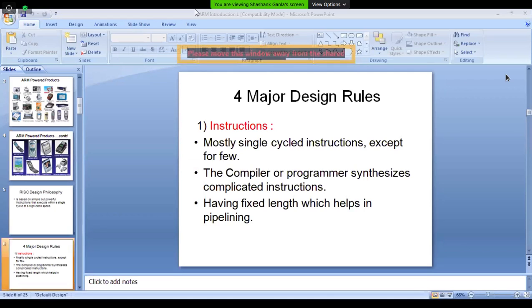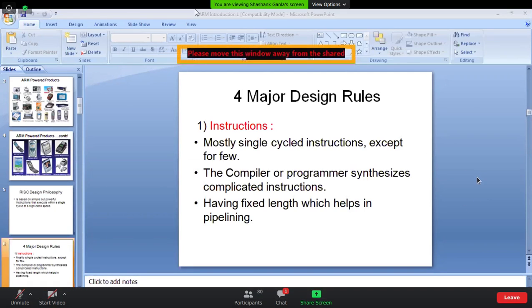So RISC architecture designers would preferably design instructions to be of fixed length rather than of variable lengths like CISC architectures, where instructions may be of 1 byte size or 2 byte or 3 byte or 4 bytes, 5 or 6 bytes like that. Here in RISC architecture, any instruction you take will be of the same size. Most of the instructions will take the same time except for a few.